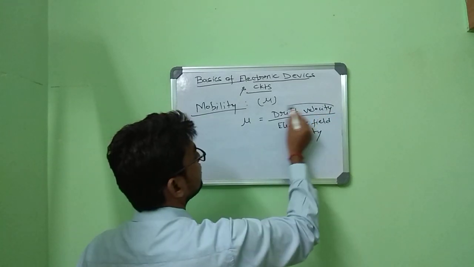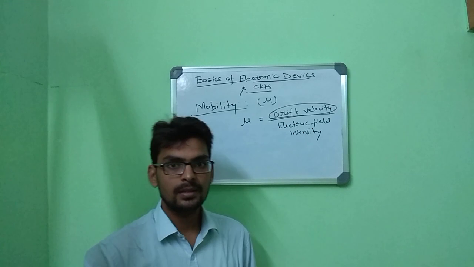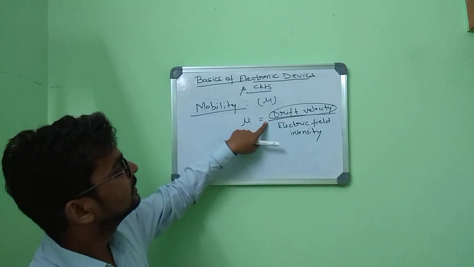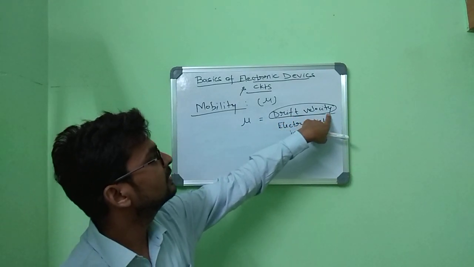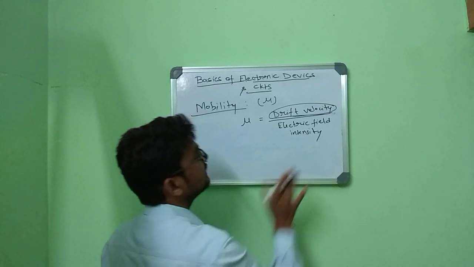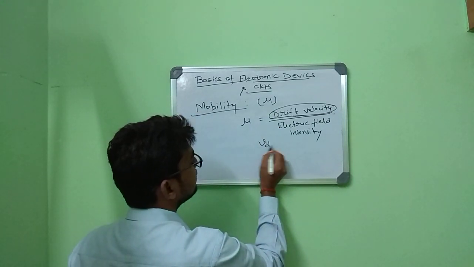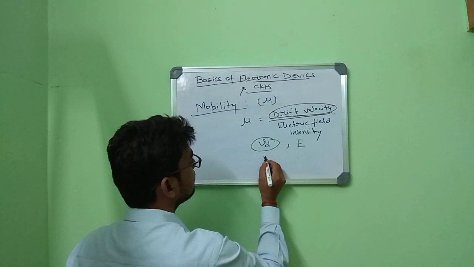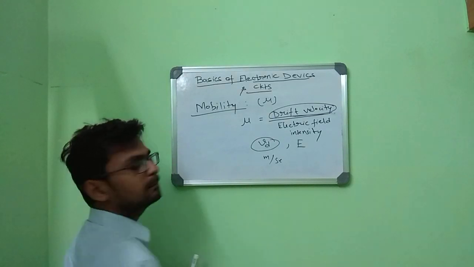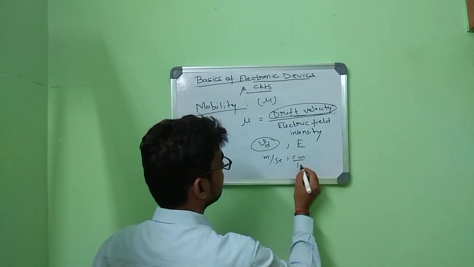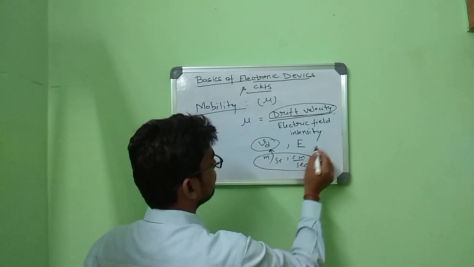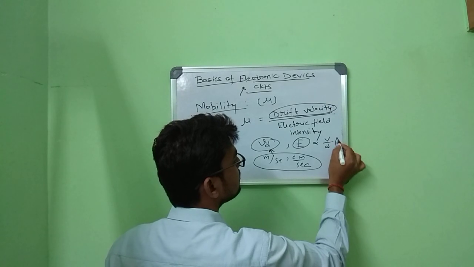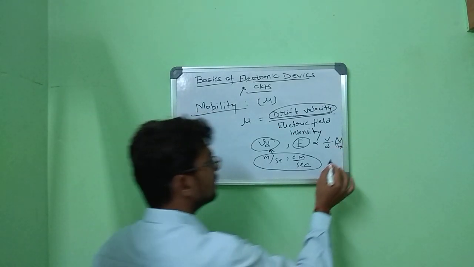What is drift velocity? In the presence of an external electric field, the velocity attained by electrons or holes is called drift velocity. Drift velocity is denoted by Vd, and electric field is denoted simply by E. Vd is in meter per second or centimeter per second. The electric field is proportional to V by d, meaning volt per meter or volt per centimeter.